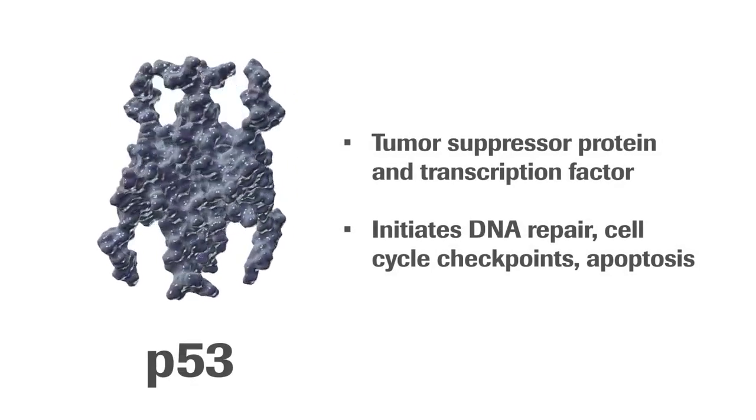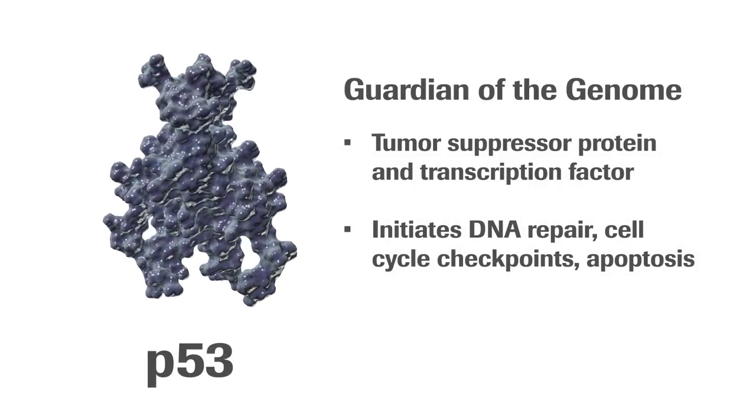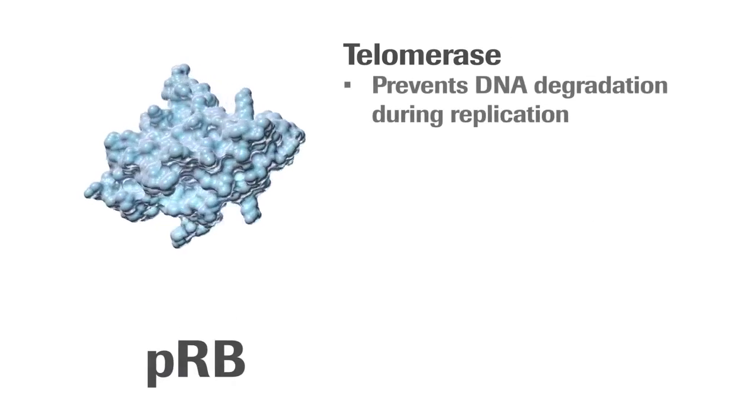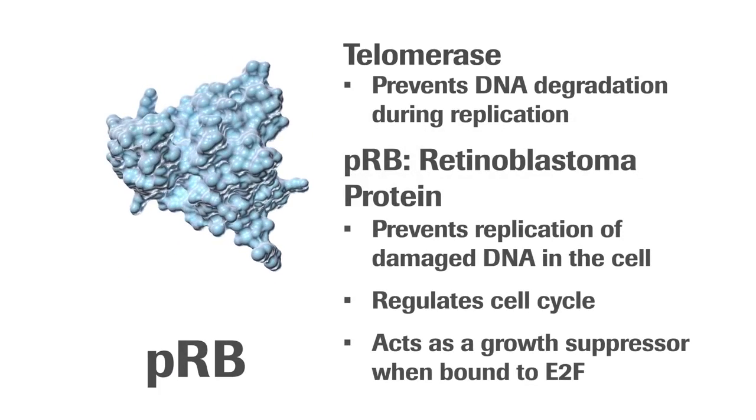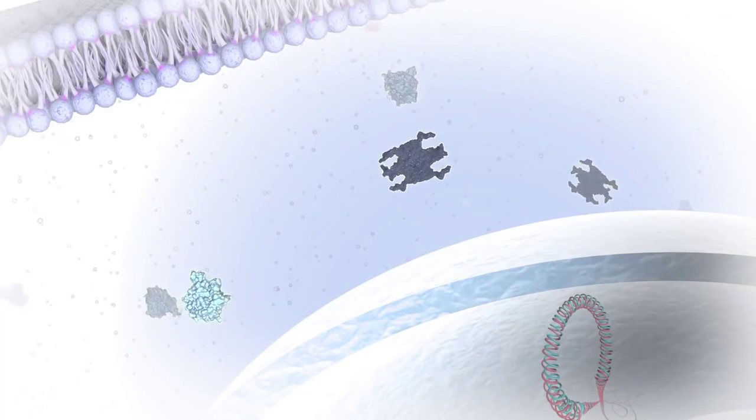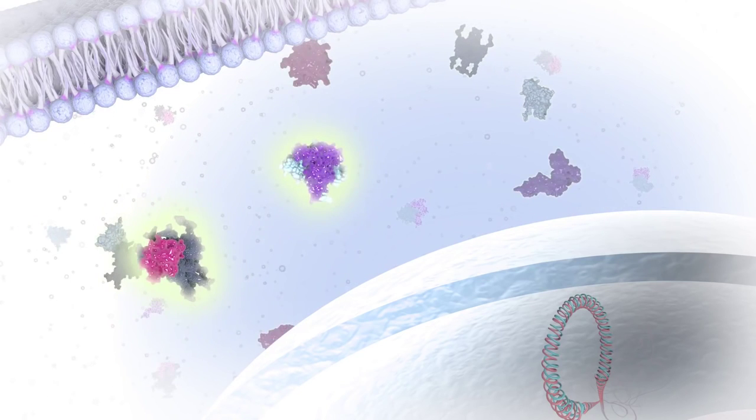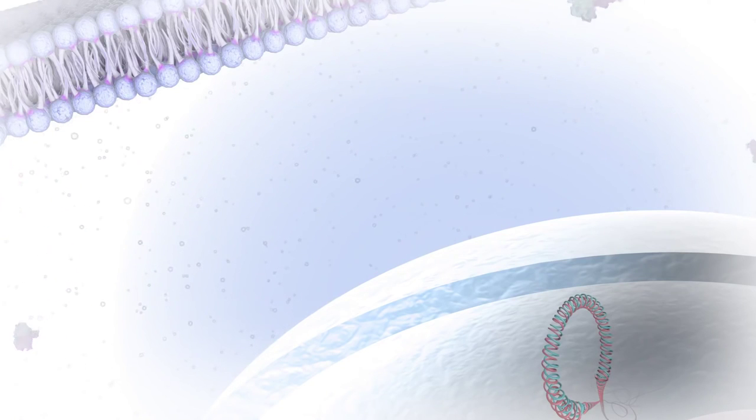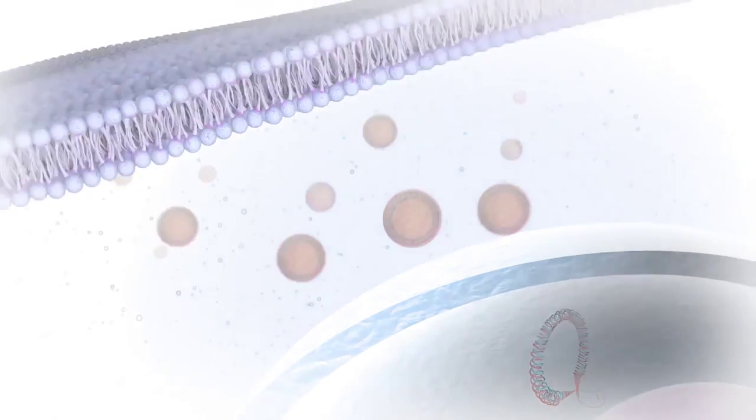The p53 is responsible for guarding the genome by initiating DNA repair, cell cycle checkpoints, and apoptosis. The retinoblastoma protein, or pRB, is responsible for preventing replication of damaged DNA in the cell and regulating the cell cycle. Upon E6 and E7 expression, the proteins that are encoded by the mRNA sequences interact with p53 and pRB respectively. This is what results in the unscheduled cell replication and division. As these infected cells are forced to replicate, viral episomes are also replicated, producing more viral particles.